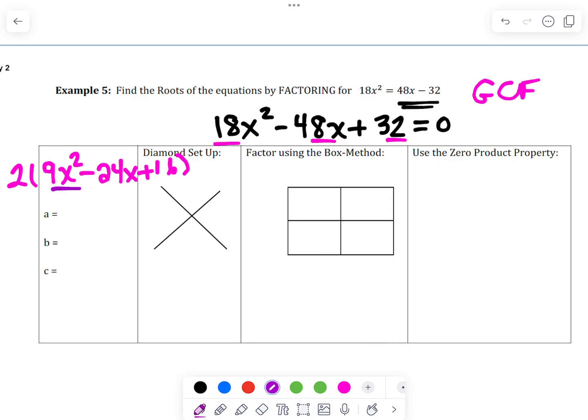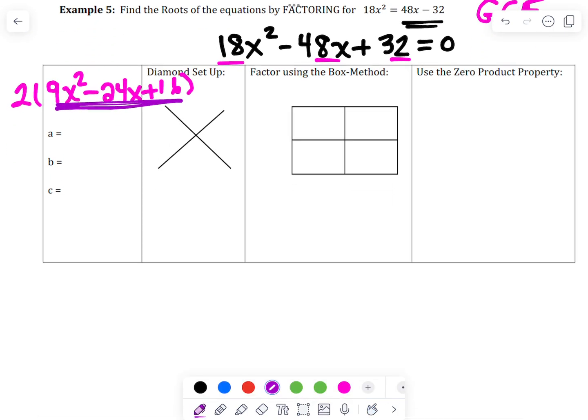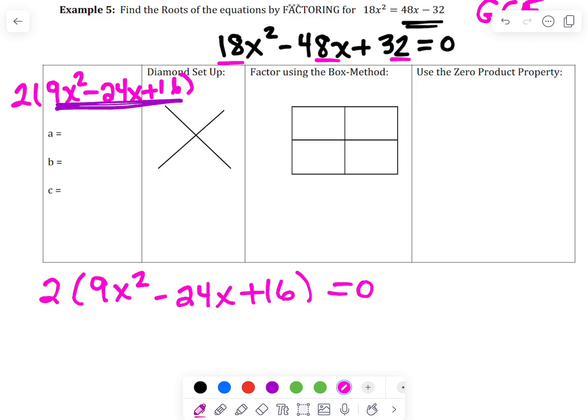When we factor, we only set up the diamond and box with what's left in that parentheses. So that's kind of messy. I'm just going to write it down here again. So we have 2 times the quantity 9x squared minus 24x plus 16 equal to 0. We've taken out the greatest common factor, so now we work with that quadratic. We identify the A, 9, the B, negative 24, and the C, which is 16. Then we set up the diamond.